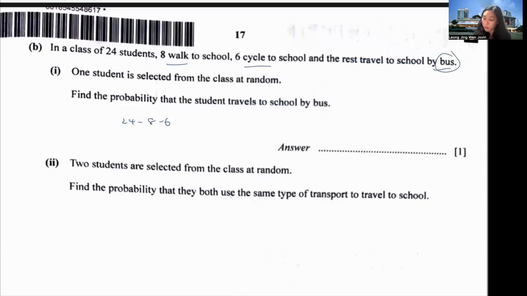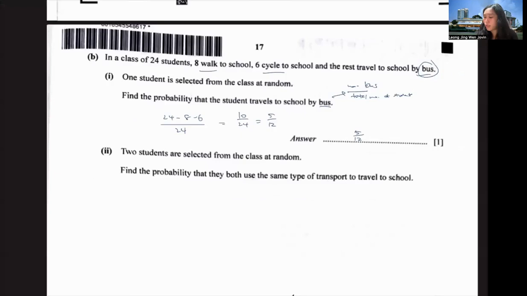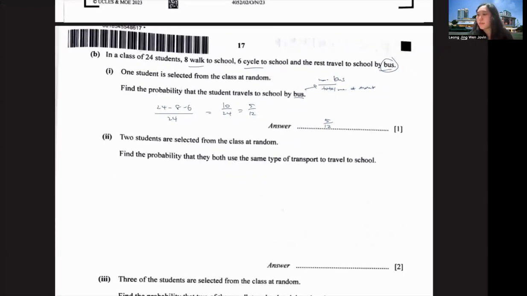So the question wants you to find the probability that the student travels to school by bus. Okay, so I need to find probability, it would be number of students who take the bus over total number of students. Number of bus students, easily I can find that, right? It's 24 minus 8 minus 6 over 24. That is my total number of students. Okay, you get 10 over 24, simplified, it's 5 over 12. So for probability questions, you can leave your answer in fraction, or you can leave your answer in decimal as well. Okay, up to you. Fraction would be easier to see also.